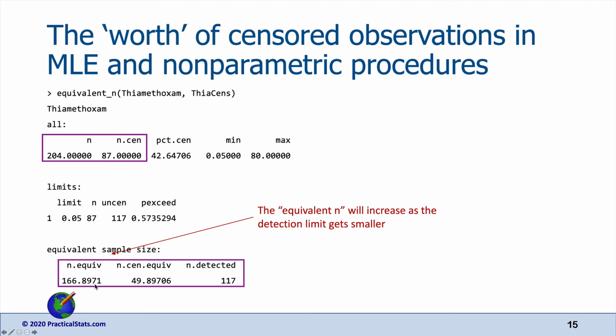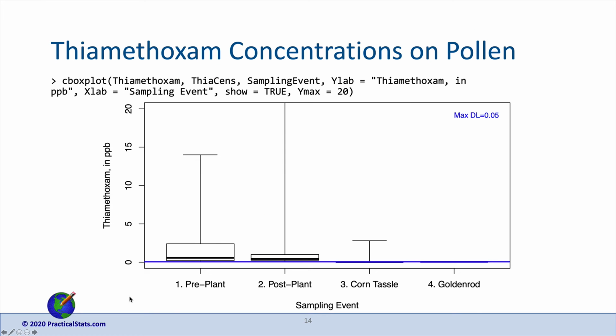So there's still a lot of information in these censored data. And especially when you see a pattern like this and the percent of censored data increases as you go from 1 to 2 to 3 to 4, then you can see that pattern of it going down.